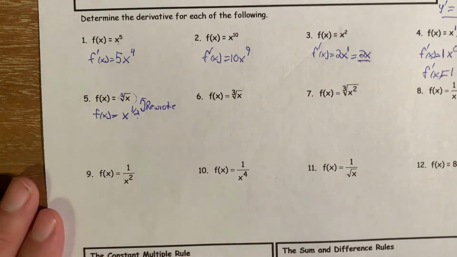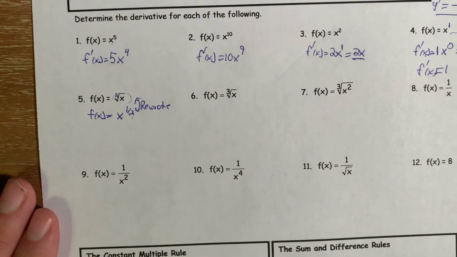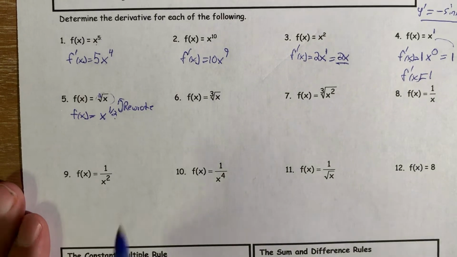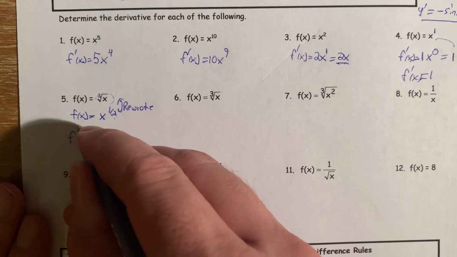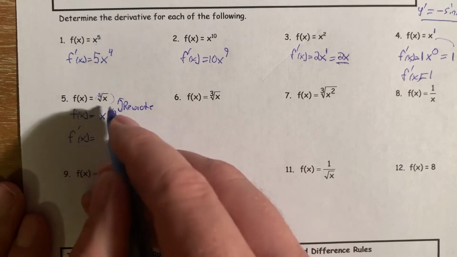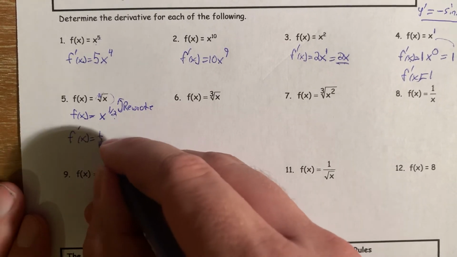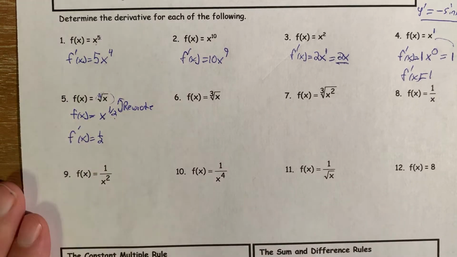These mean the same thing. I have not done the power rule. I have not taken the derivative yet. I was just rewriting it. And now I will take the derivative. And the power rule says I multiply times by the power, and I lower the power by 1.